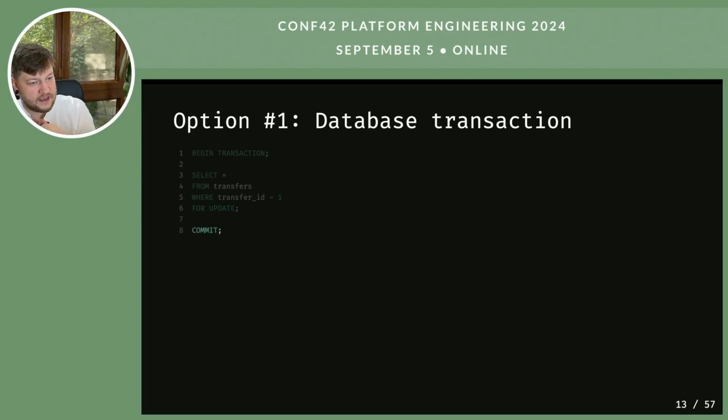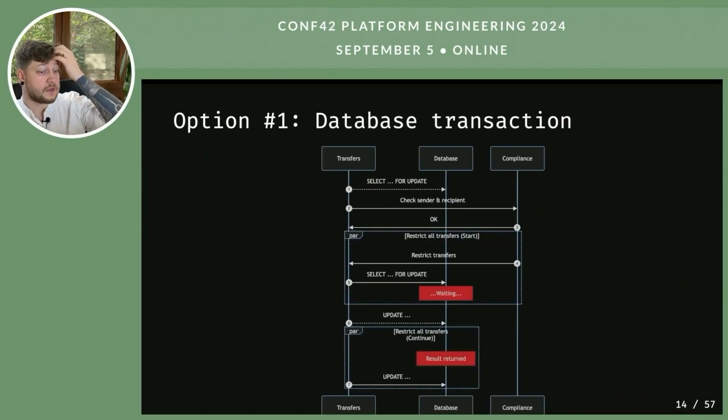And we can commit the changes. Everything is okay. Let's try to implement it on the diagram. So this is the same diagram as before, except just one small thing. Instead of just selecting the transfer, we are selecting it for update.